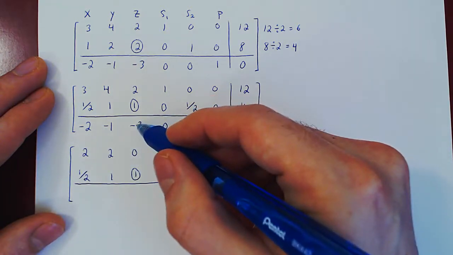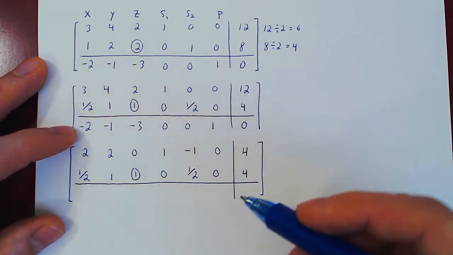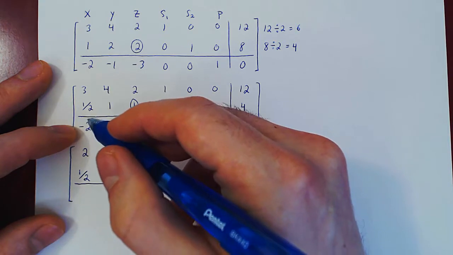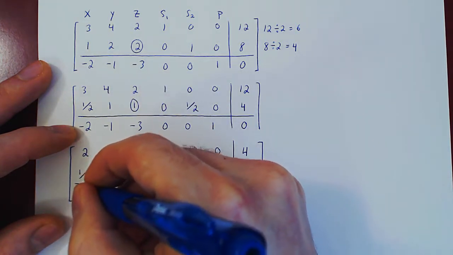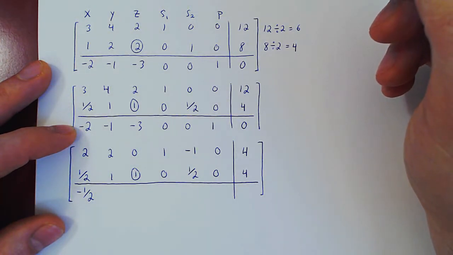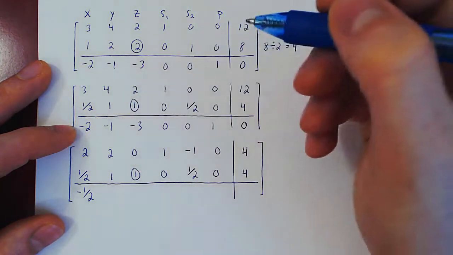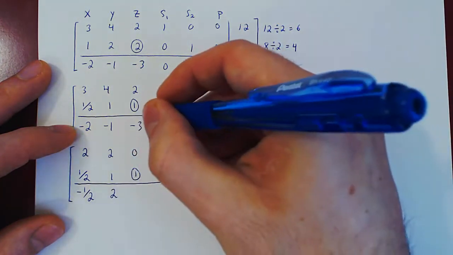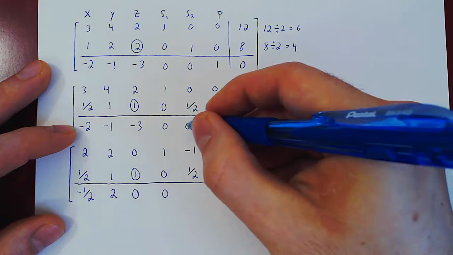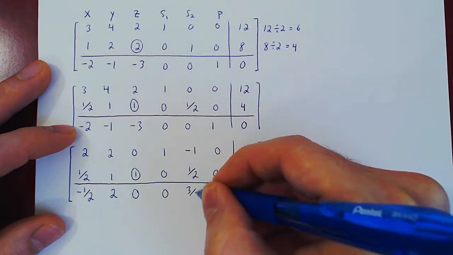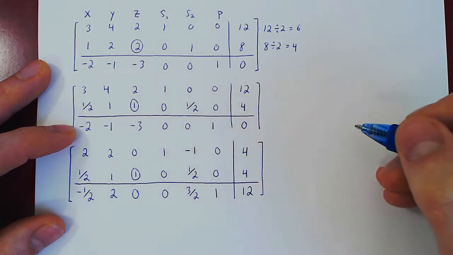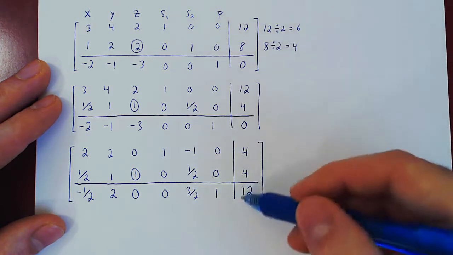Second operation, row 3 plus 3 row 2. So negative 2 plus 3 times 1/2 is 3/2. But negative 2 is negative 4 over 2 plus 3, negative 1 over 2. Negative 1 plus 3 times 1 gives you positive 2. Negative 3 plus 3 is 0. 0 plus 0, 0. 0 plus 3 over 2, 3 over 2. 1 plus 0, 1. 0 plus 3 times 4 plus 12. And there we go. So this completes the first step of the simplex method.